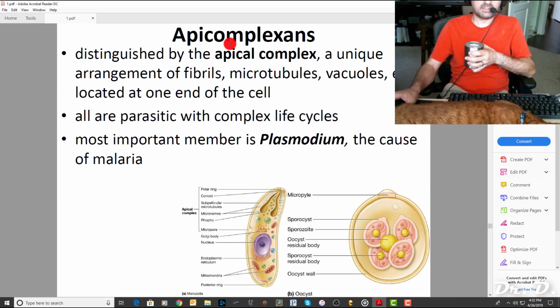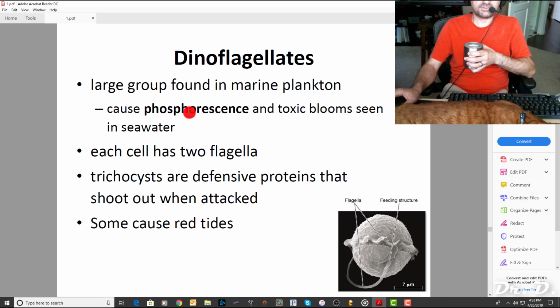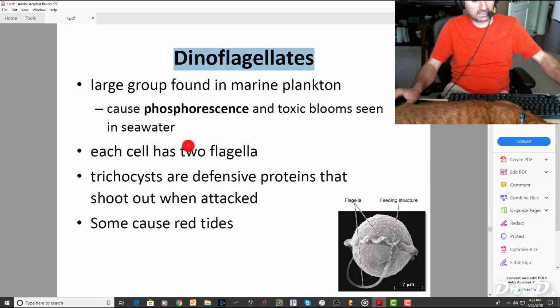I want to know about Apicomplexans, like that Plasmodium has an apical complex, and it's an intracellular parasite. I want to know about dinoflagellates, how they cause the red blooms, right? They're marine plankton that cause those toxic blooms, and they can phosphoresce. Remember I showed you guys in class those blue tides, okay, red tides.